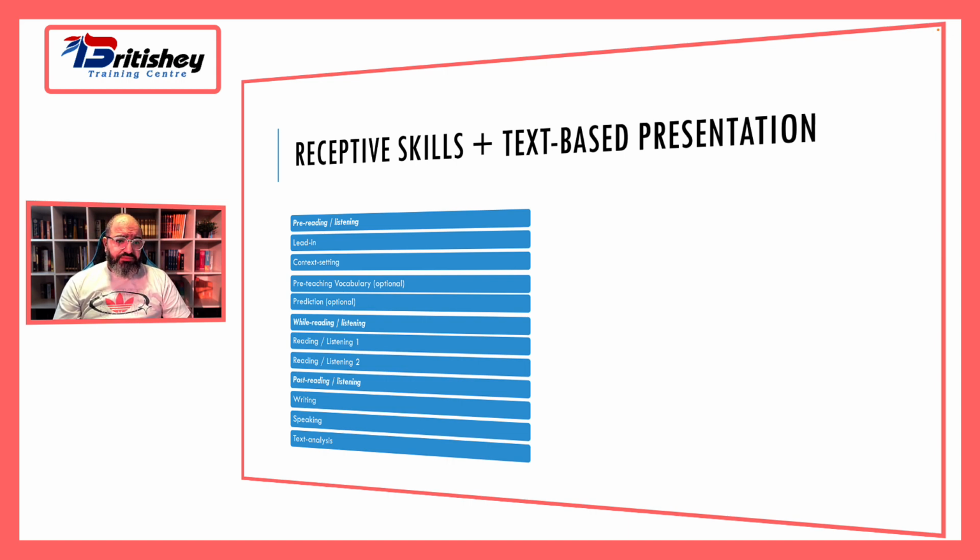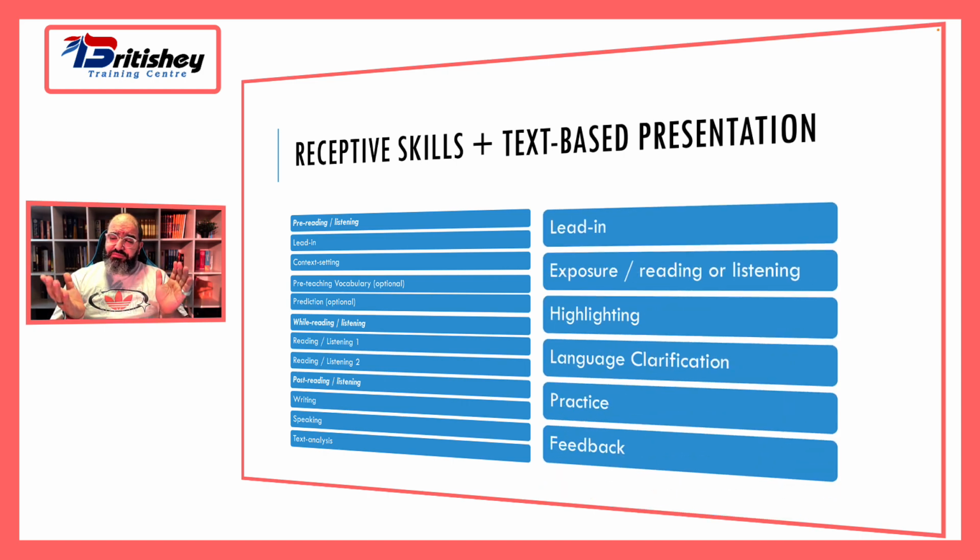And let's go to the text-based framework. In the text-based framework, we have leading as a first stage, then we have exposure, and exposure is kind of a reading or listening activity. Then we have highlighting, and after that language clarification, then practice, and finally feedback. Lovely. Now, if you notice, you will see that we've got leading in the receptive skills framework and leading in the text-based framework. Now, what does that mean?